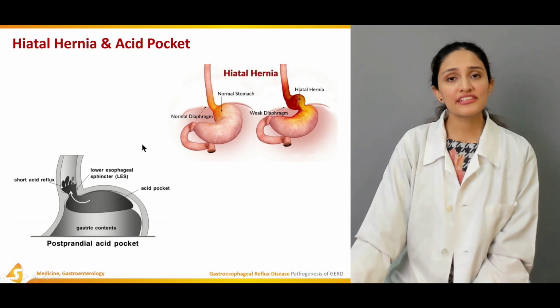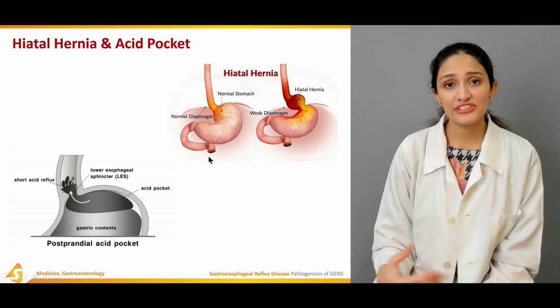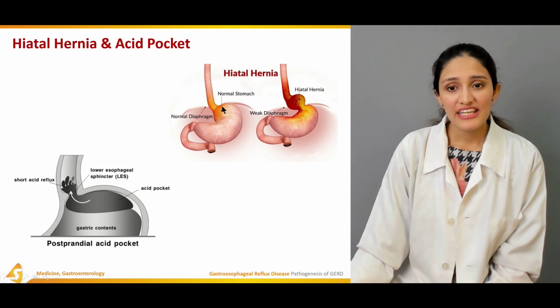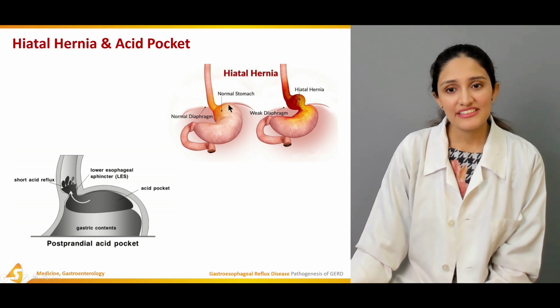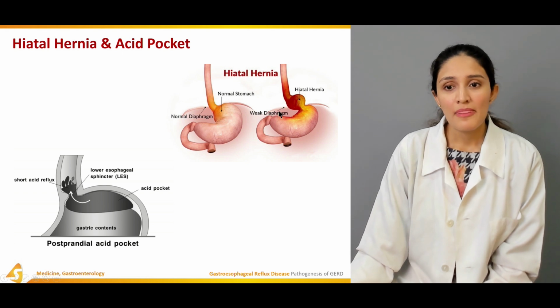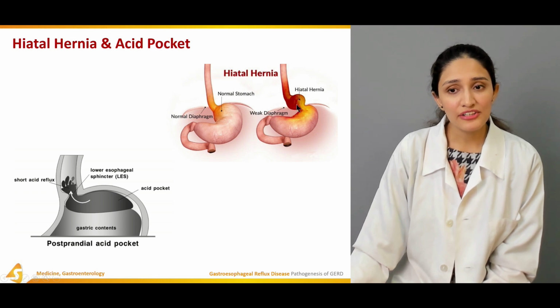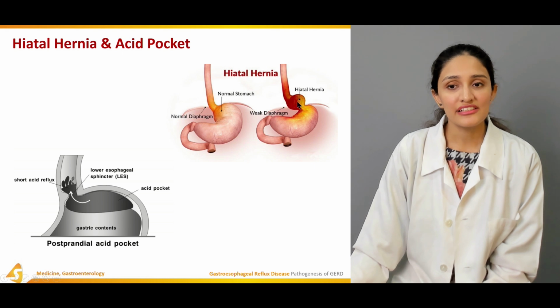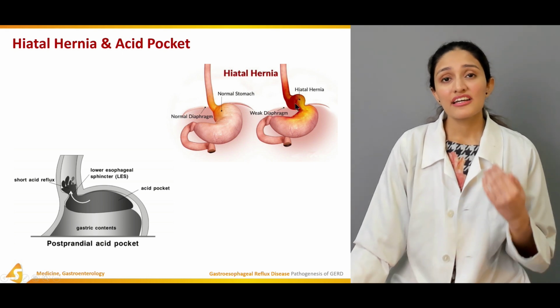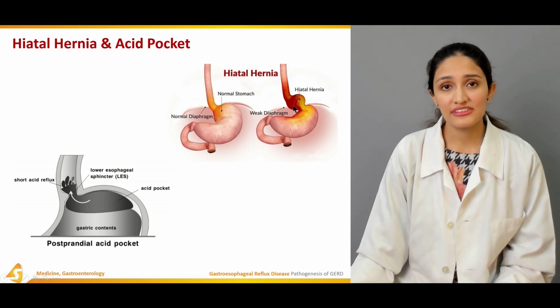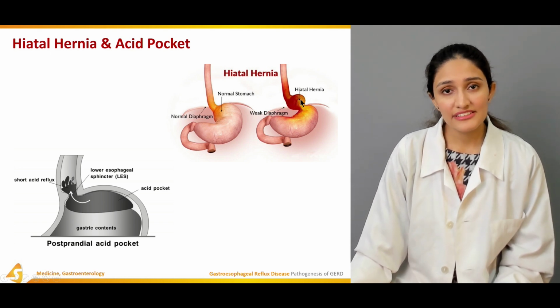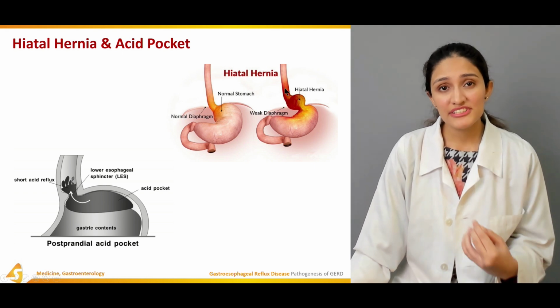Now, hiatal hernia and acid pocket: how does it initiate reflux? Hiatal hernia is when the upper part of the stomach bulges through the diaphragm. You can see this is a normal stomach and the normal diaphragm. But here, the upper part of the stomach bulges out through the diaphragm, and a hiatal hernia develops. A hiatal hernia increases the risk of erosive esophageal injury because it causes reflux, and it damages the mucosal surface of the esophagus.